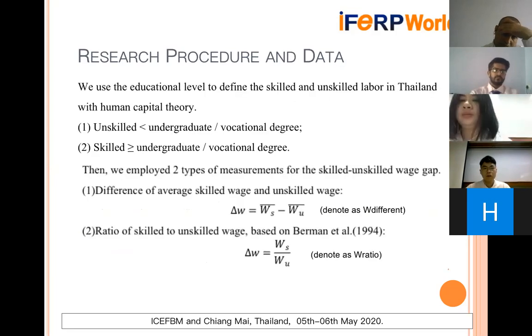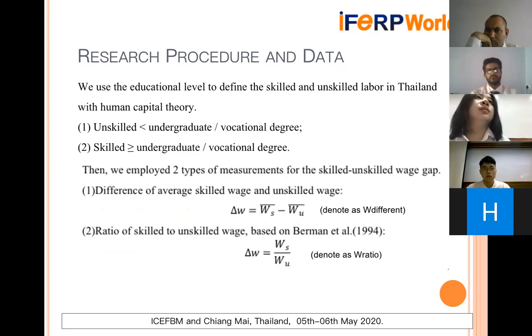And we use the educational level to define skilled and unskilled labor in Thailand, with human capital theory. The skilled and unskilled labor force can be divided by the undergraduate and the vocational degree. Then we employed two types of measurements for the skilled-unskilled wage gap. The first one is the difference between average skilled wage and unskilled wage. The second one is the ratio of skilled to unskilled wage.